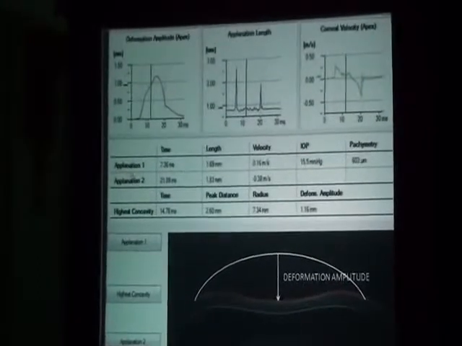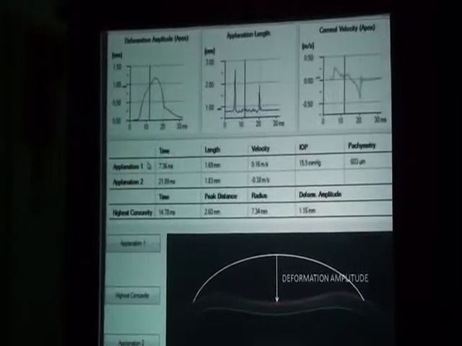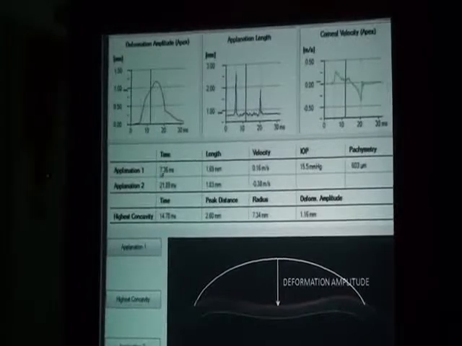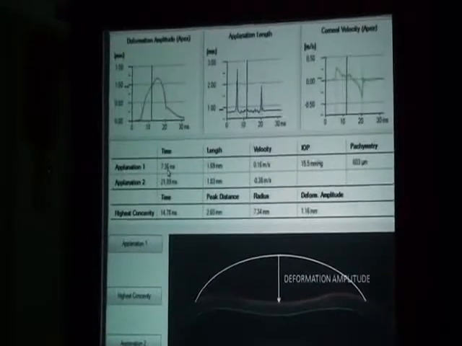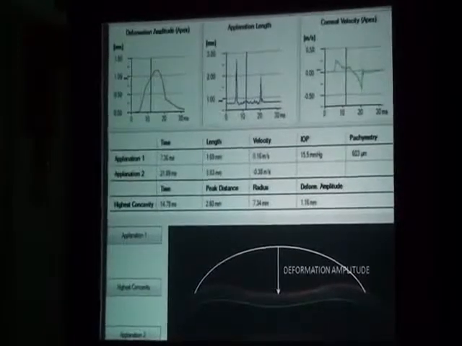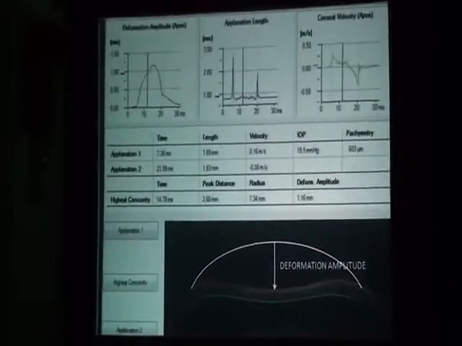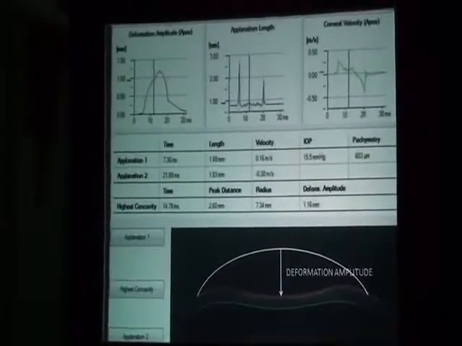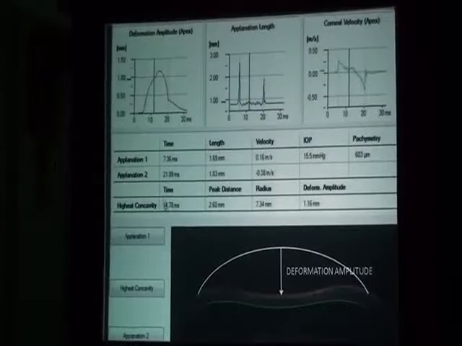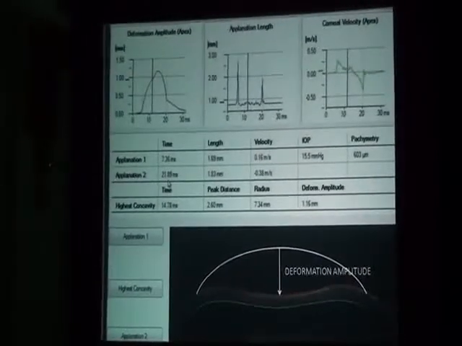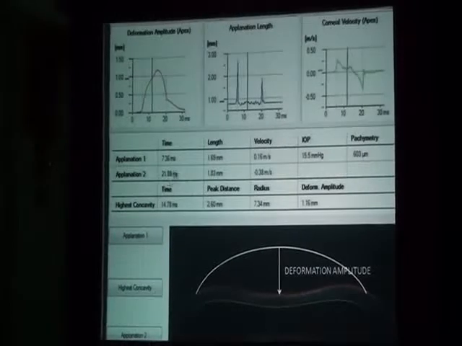It also tells us about the applanation time 1, applanation time 2, and the time for highest concavity. If you look at applanation time 1, that is 7 milliseconds. That is the time from the start of the air pulse to the point where the first applanation occurred. For maximum concavity, it takes about 14 milliseconds, and that is what is given here. And the time from the start to the second applanation event is given here.